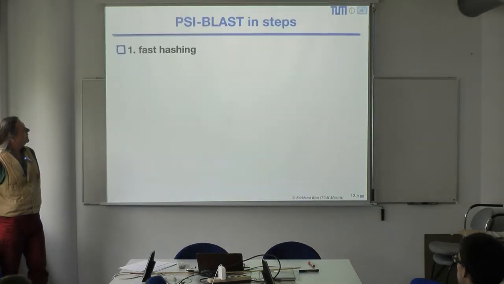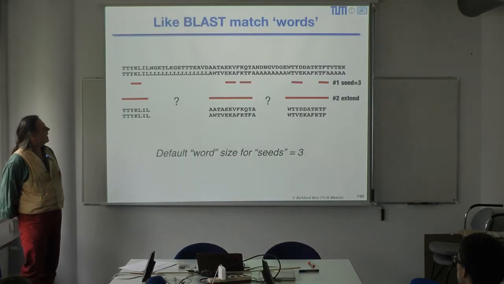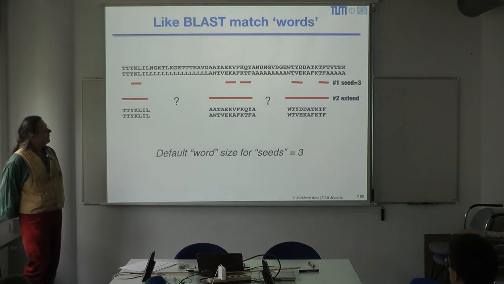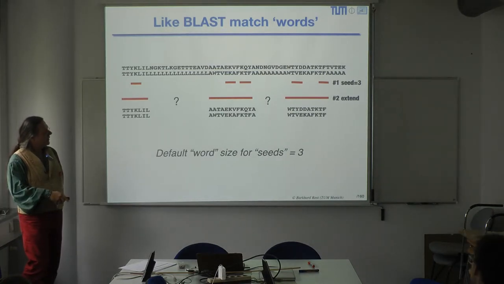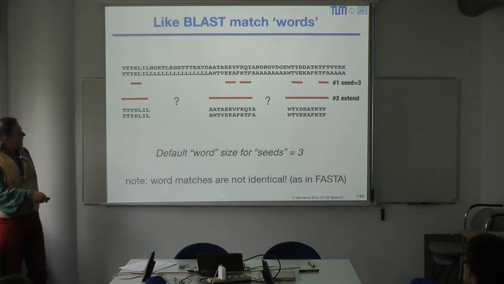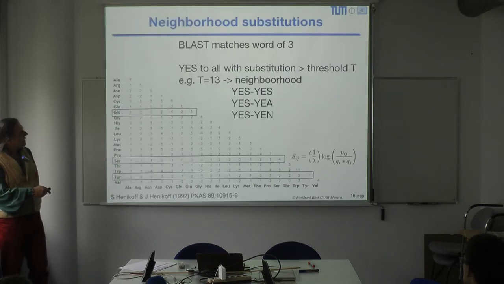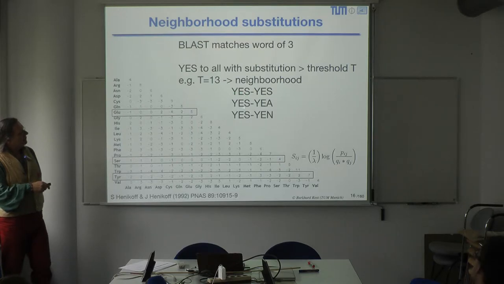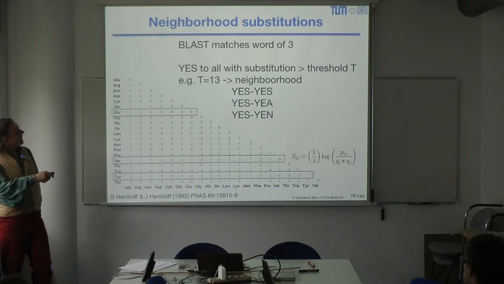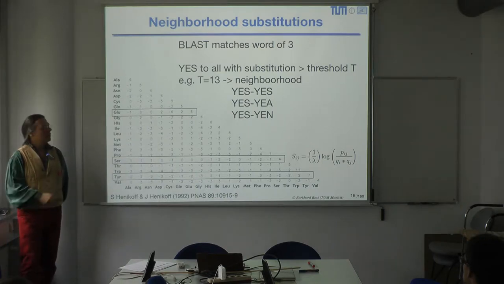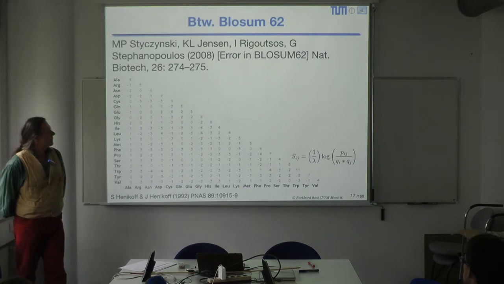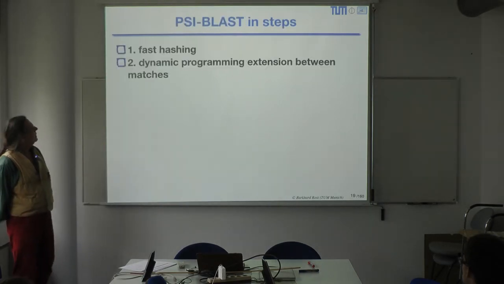So the concept of PSI-BLAST is the old story, fast hashing. You do this by the quick word matching. It's not exactly the words as you know, because words is done by FASTA. Instead, BLAST defines a neighborhood, where in fact words, yes and yes match, but yes and yeah and yes and yen match too, because it's essentially a lookup of this value in the BLOSUM matrix. If the value is above some number, it's defined as a neighborhood, and that is the extension of BLAST. Other than that, essentially the same as before.